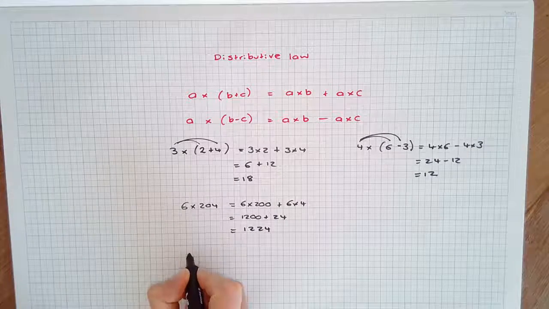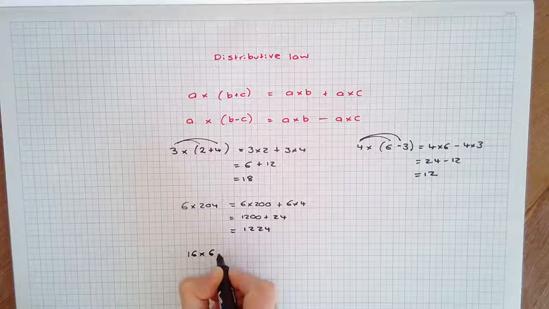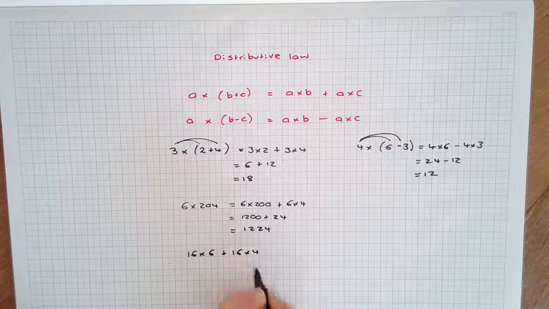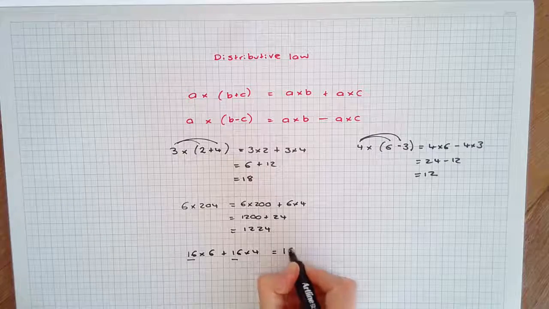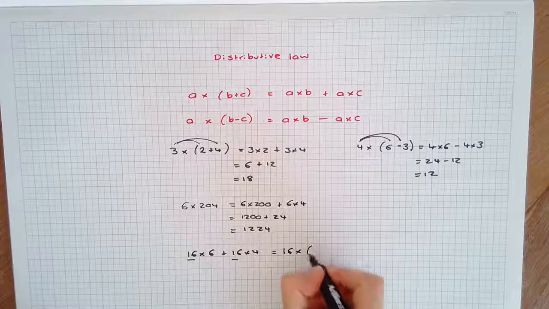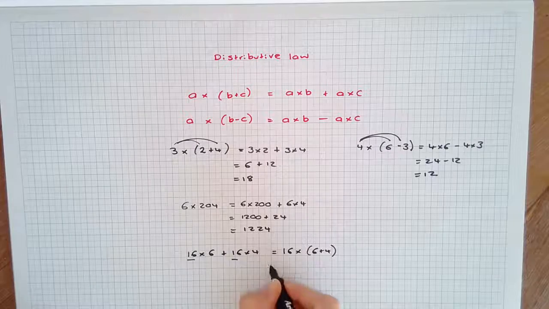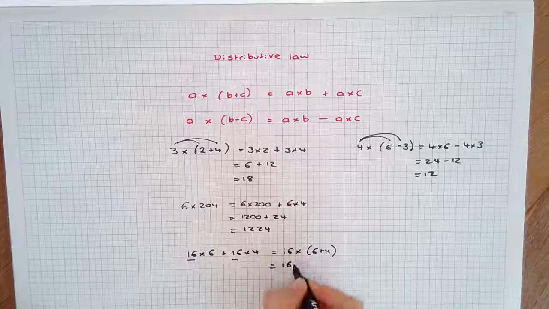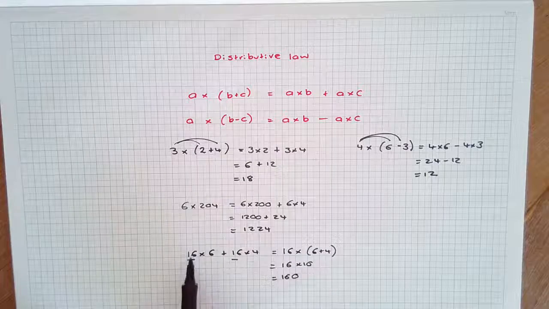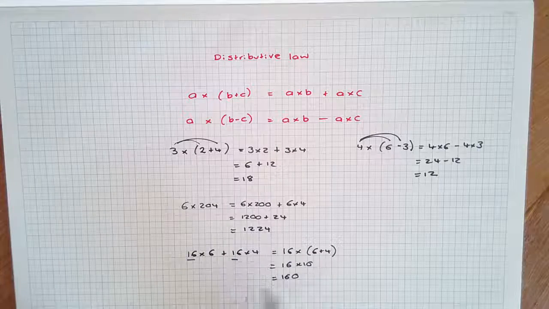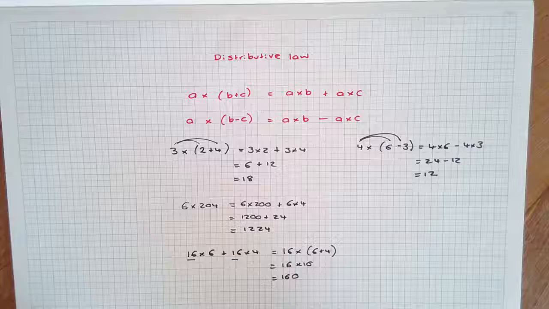Another example is kind of doing the distributive law backwards. For instance, if you had the sum 16 times 6 plus 16 times 4. Both are being multiplied by 16. So we can put 16 as the number at the front and 6 plus 4. We get 16 times 10, which is 160. That's a lot easier than multiplying 16 times 6 and adding it to 16 times 4.